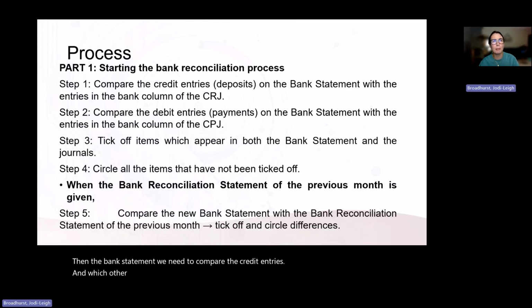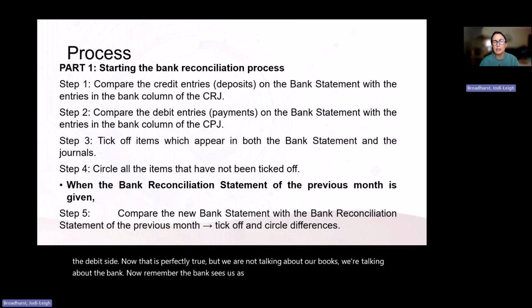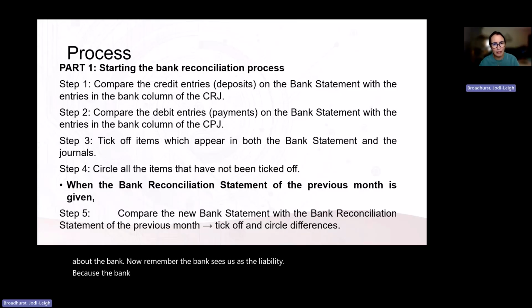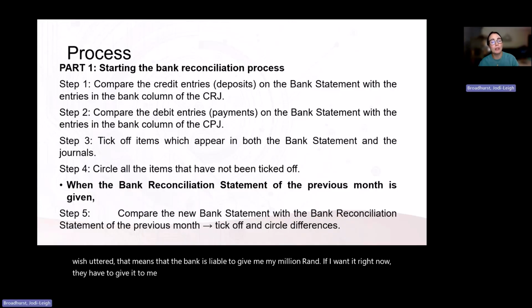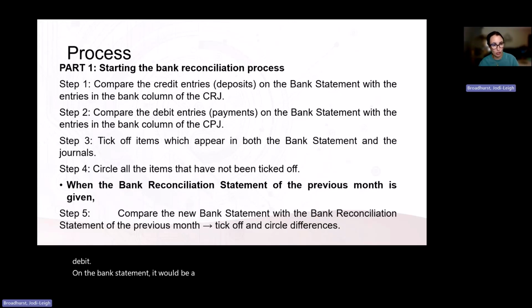Now, you might be thinking, but bank is an asset and it increases on the debit side. Now, that is perfectly true, but we are not talking about our books, we're talking about the bank. Now, remember, the bank sees us as a liability, because the bank owes us our money. If I have R1 million in my bank account, which I really wish I did, that means that the bank is liable to give me my R1 million. If I want it right now, they have to give it to me. So where a positive bank balance in our books will be a debit, on the bank statement it would be a credit, because they are opposite to each other.